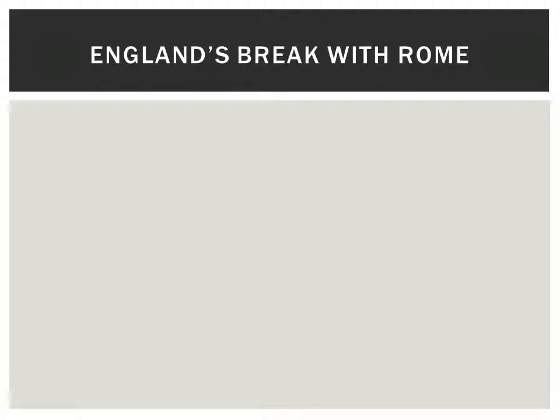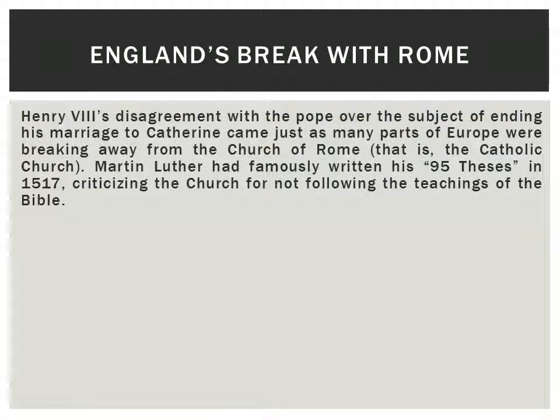So let's look in a little bit more detail at England's break with Rome. The disagreement with the Pope over the ending of the marriage to Catherine was also, as it happened, going on at the same time as a big debate in other parts of Europe about the church itself, the Church of Rome, the Catholic Church. Basically, a man called Martin Luther had got things started by writing his 95 theses, 95 things for which he criticized the church, saying, in the Bible it says this, but the church is doing something different. And this started a big argument all across Europe with, in the end, several countries choosing to follow a different path away from the Catholic Church. And so the Protestant churches got started at this time.